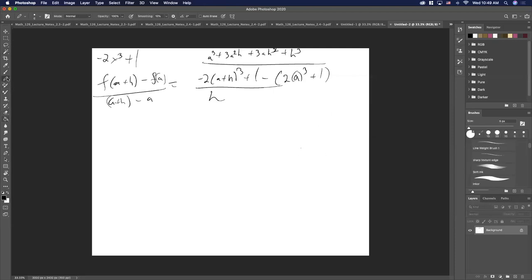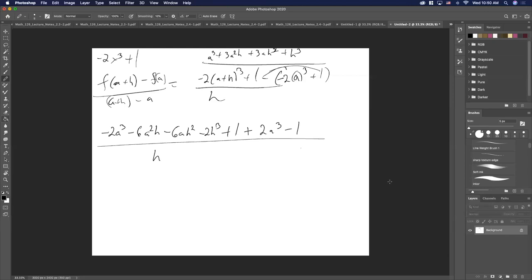All right, so let's go ahead and crunch through this. And so here we're going to have minus 2a cubed minus 6a squared h minus 6ah squared minus 2h cubed plus the 1. So this is all this right here. Minus 2a cubed minus 1, because I'm going to distribute in my negative. So here, also, this was supposed to be minus. Sorry, I didn't carry that over. So that makes this a plus.